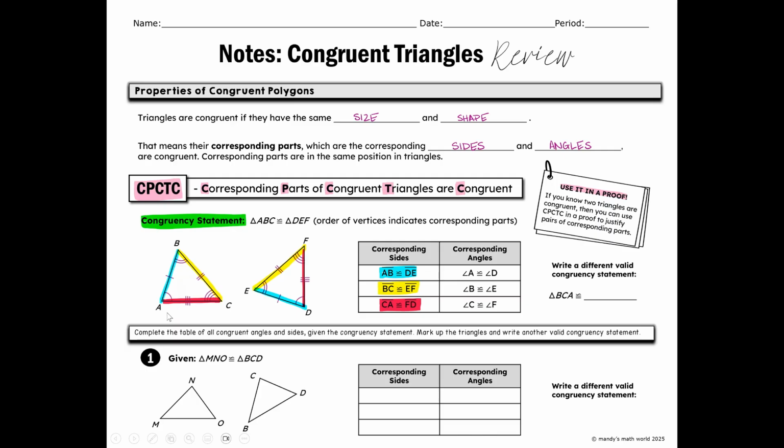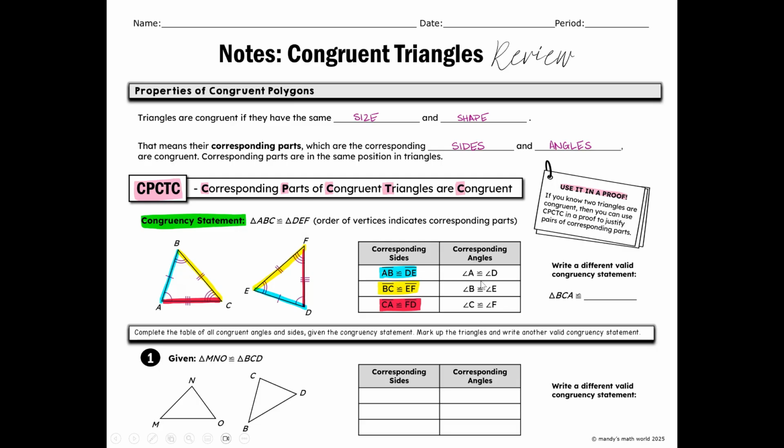The next one, segment CA, is congruent to segment FD. I can see in the figure that they have the same number of tick marks, which tells me they are congruent segments. Also, in my congruency statement, segment CA is in the third and first positions in the first half of the statement. FD is also in the third and first positions in the second half of the statement. So you can see that order matters.